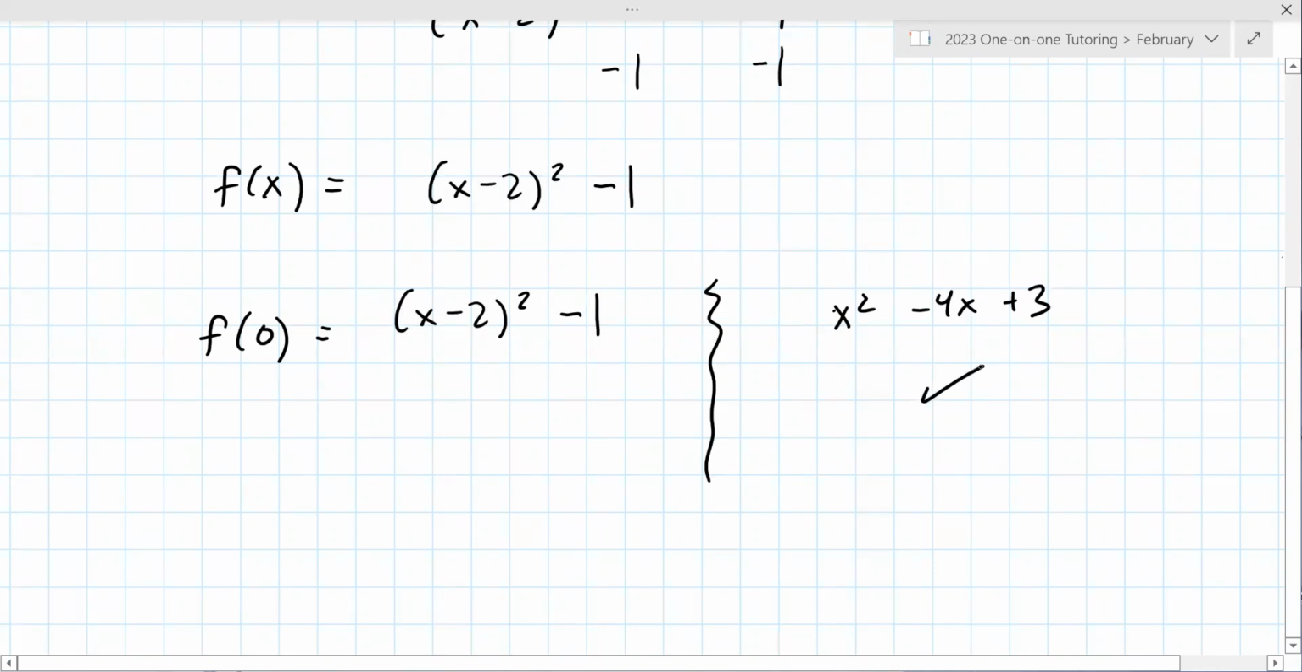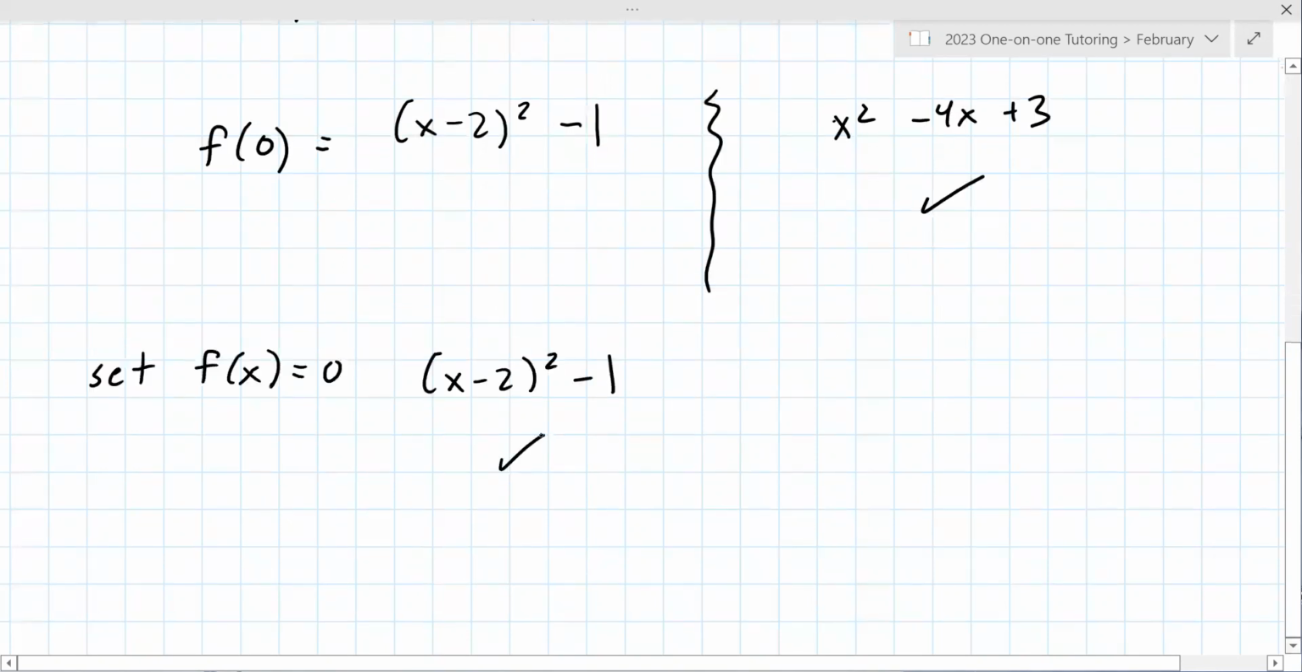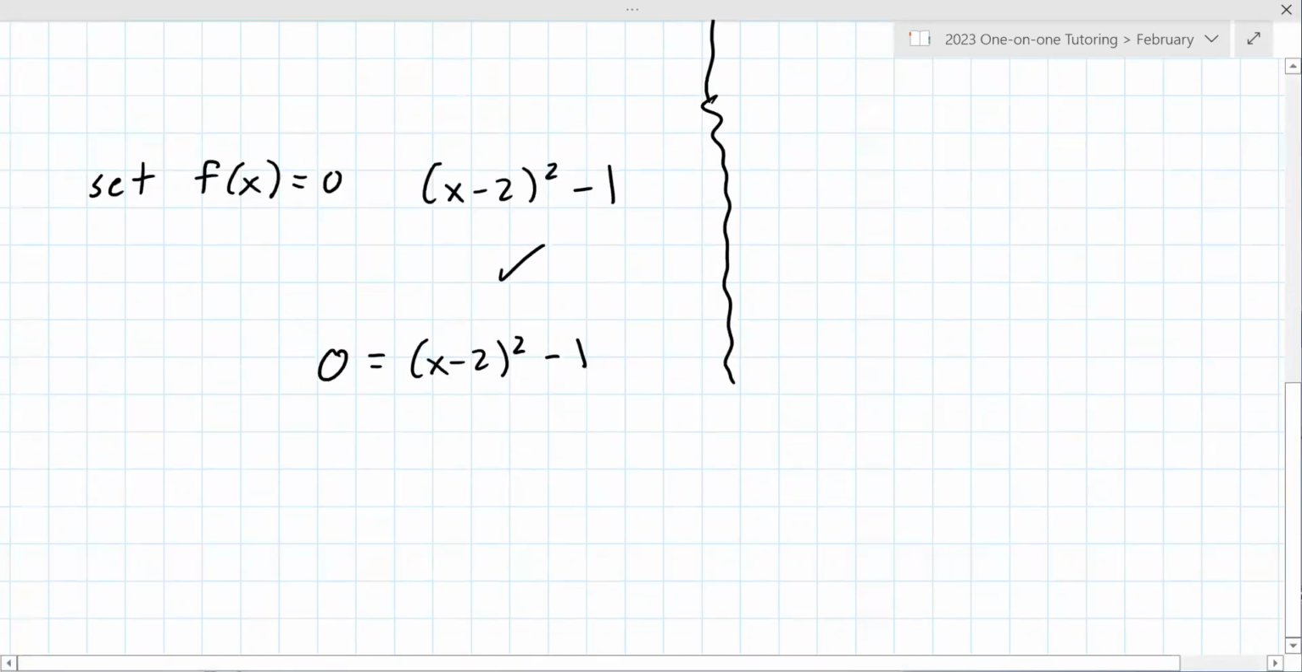If you're going to do f of 0, maybe go over there to the right. Now for the other one where it says set f of x equal to 0, it's better to use the completing the square one. Okay, so we want to use this form for that. Okay, now we'll actually do that in this one here. So you're setting the equation equal to 0. Okay. So you're going to add 1 to both sides.